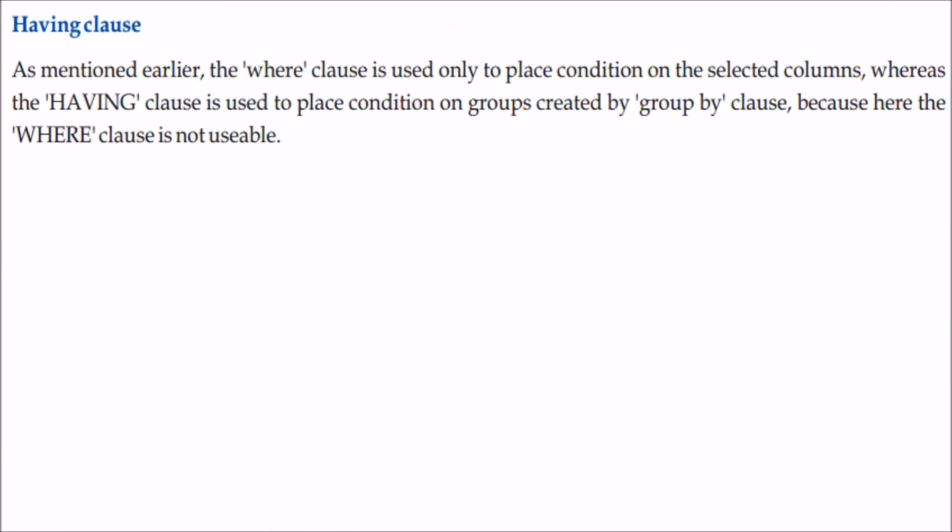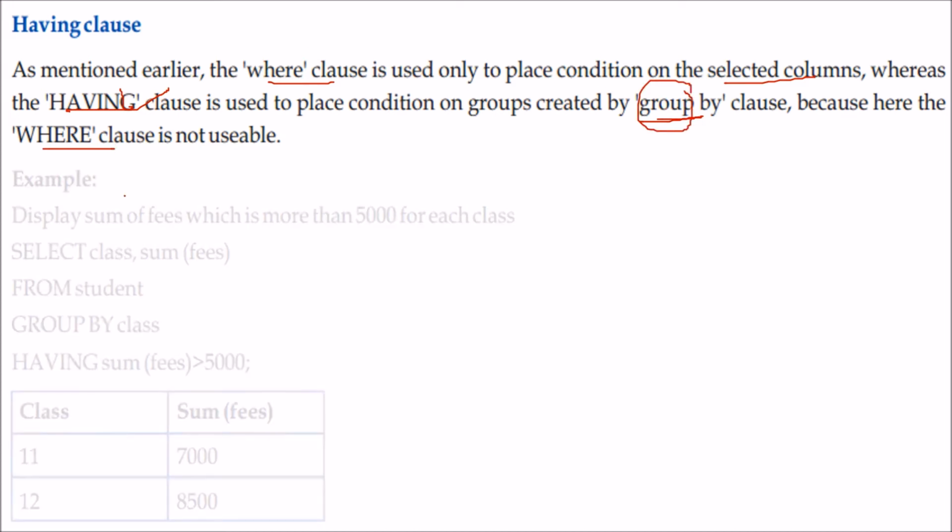Having clause. As we saw, the where clause is used only to place a condition on the selected column, while the having clause is used to place a condition on groups which are created by the group by clause. Once you have the result of group by, now you want to apply a condition on these groups. For that we use having, because we cannot use the where clause when the result is given by the group by clause.